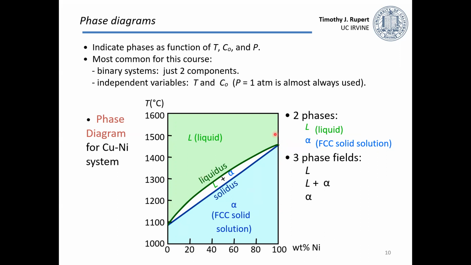So we end up with this sort of lens shape diagram. And interestingly, another thing I want to point out is that there's also another phase field, this one in the middle where you can have some mixture of liquid plus solid, okay? So if I'm up here, I'm all liquid. If I'm down here, I'm all solid. If I'm in the middle, I'm some mixture of those two phases.